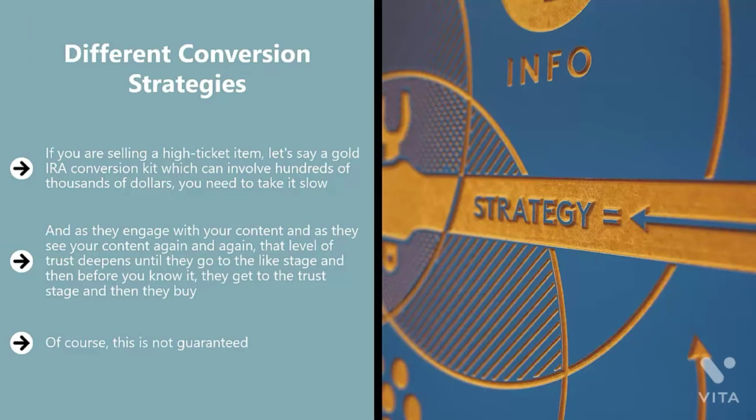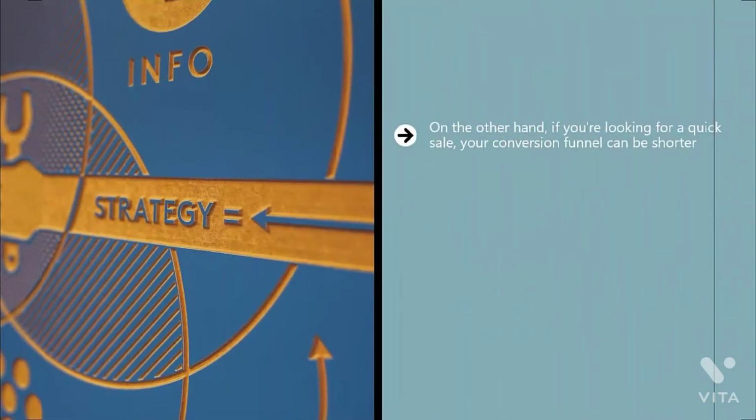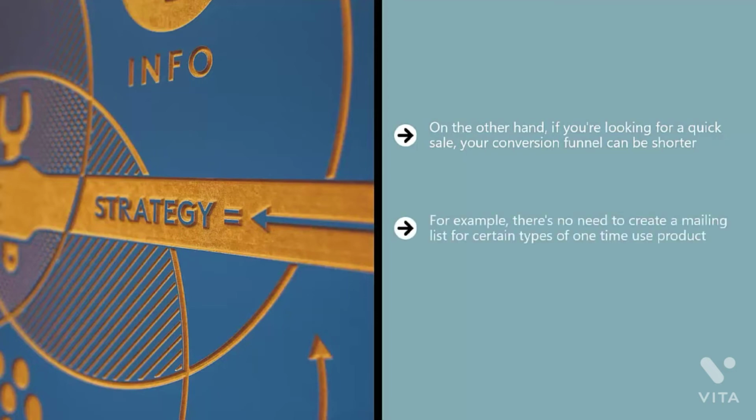If you're looking for somebody to transfer their retirement fund worth hundreds of thousands of dollars from one fund to a gold fund that you're an affiliate of, you have to invest in a long funnel that builds trust over an extended period of time. On the other hand, if you're looking for a quick sale, your conversion funnel can be shorter. In other words, you can basically tell the reader to ship or get off the pot. It's pretty straightforward. For example, there's no need to create a mailing list for certain types of one-time use product.